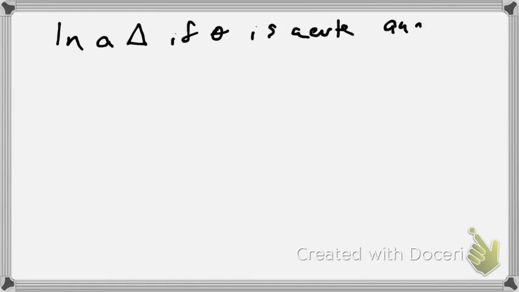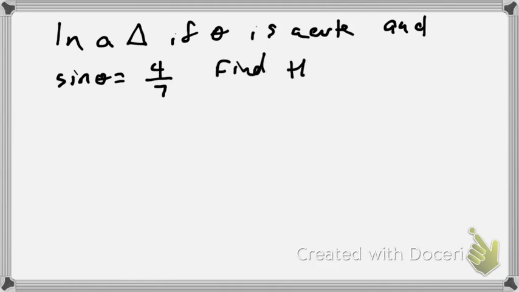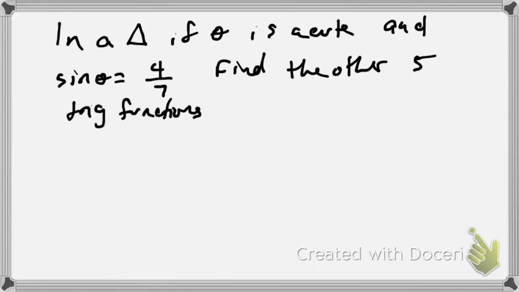In a triangle, if theta is acute, which basically just means it's less than 90 degrees, and it's going to give you some information like this, sine of theta is equal to something like 4 over 7. So if it says this, now it wants us to find the other 5 trig functions. So that's what it wants us to do.